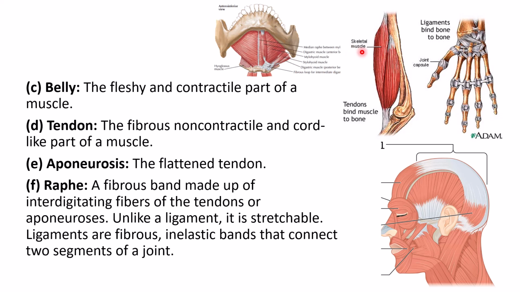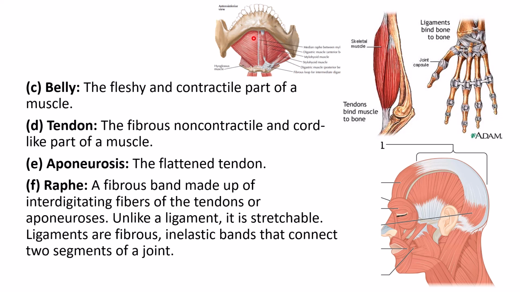What is the belly? The belly is the main or middle part, the fleshy or contractile part of the muscle. What are tendons? Tendons are the fibrous, non-contractile, cord-like part of a muscle. This is called a tendon. Then the aponeurosis, you can see here, this is the aponeurosis. This is also aponeurosis. This is the flattened tendon. See here, this is the flattened tendon.